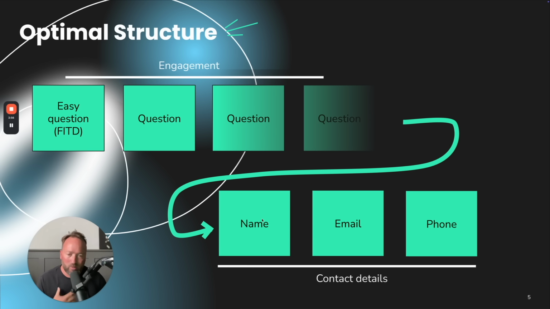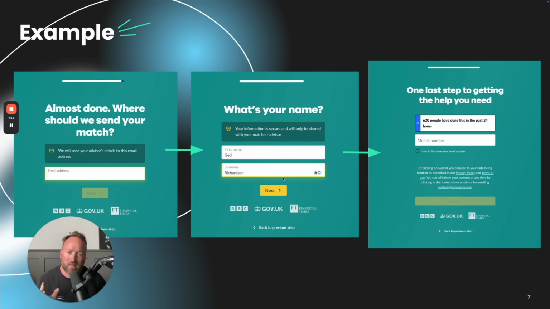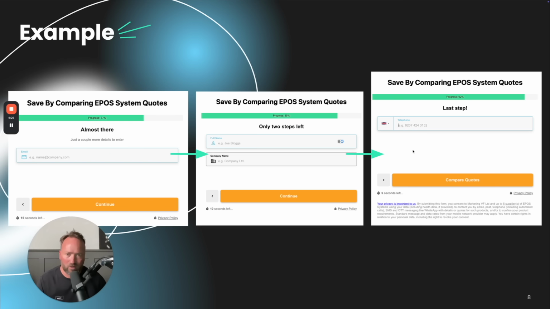Now the order of name, email and phone, that's for you to decide. You can test that. Here are some examples of that at play. Here's one, and it asks for the email first, and then it asks for the name, and then one last step asks for the mobile number. That's one way of doing it, and I'm sure that converts really well.